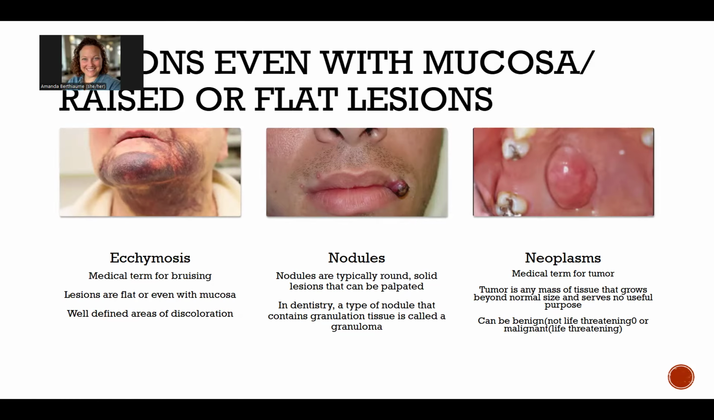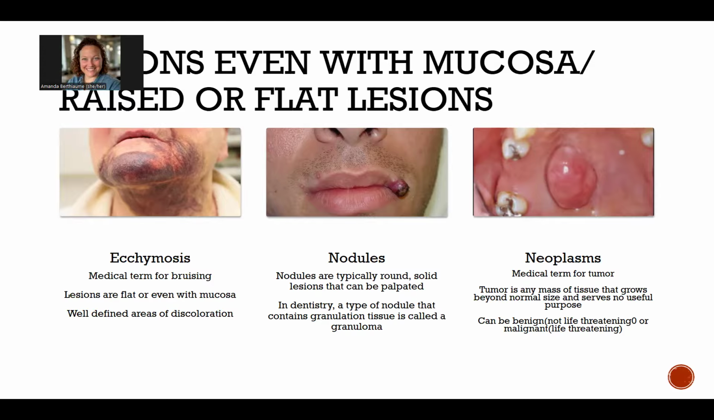Nodules that you might see are coming off of the skin. They are raised and solid. There's usually granular tissue in it, so it might feel like sand, but it doesn't feel fluid filled. It feels like there's something inside there. You might see neoplasms, and this is a medical term for a tumor.